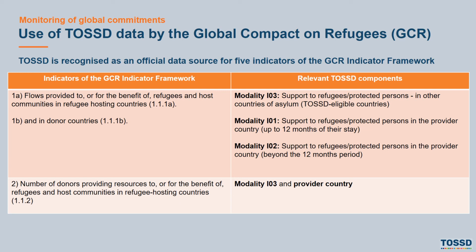The indicator 2 of the GCR includes information on the number of donors providing resources to or for the benefit of refugees and those communities in refugee hosting countries.